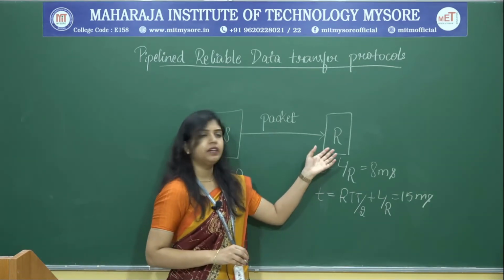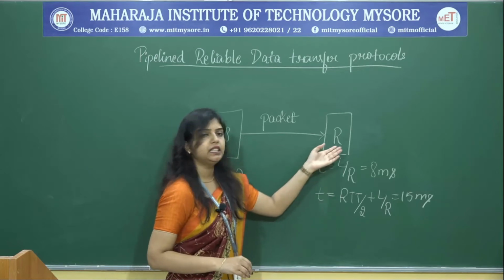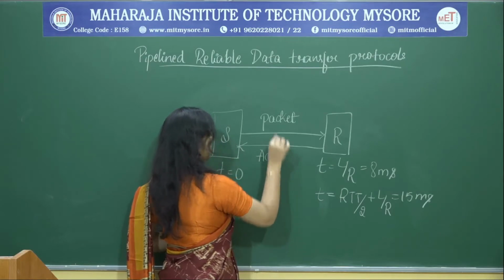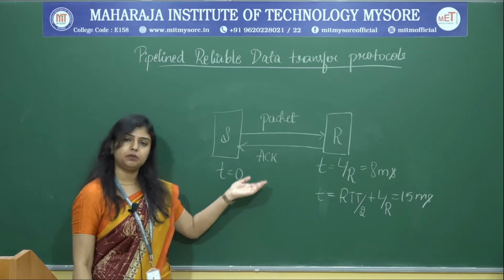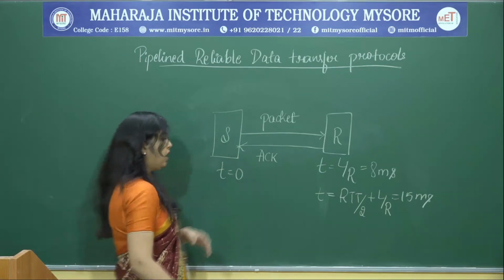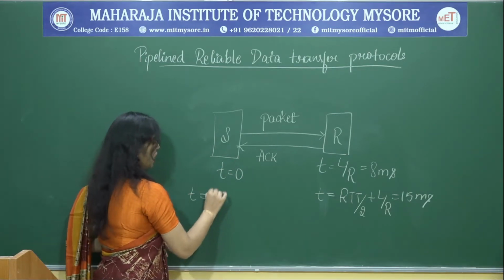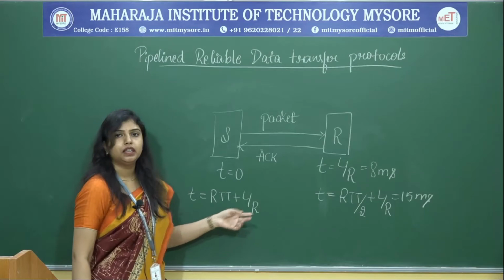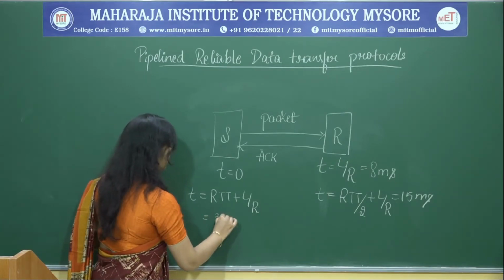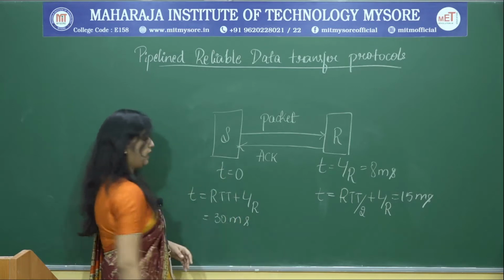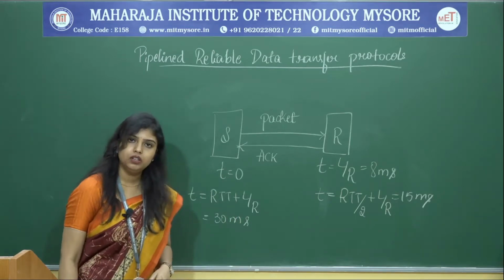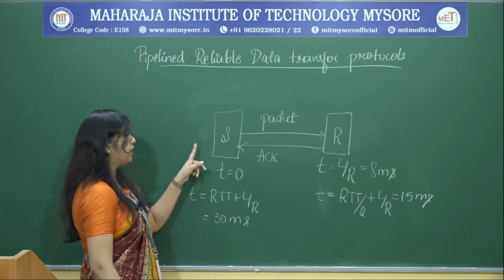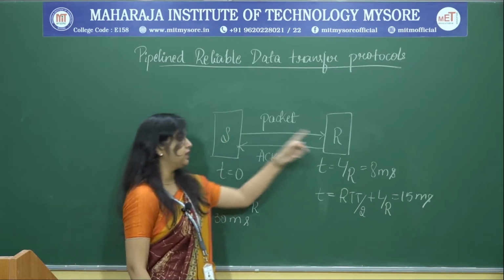After the receiver has received the packet, what will the receiver send? Acknowledgement. Let us hope the acknowledgement is a very small packet that will arrive soon. At what time will it arrive? At t equal to RTT plus L by R, which comes out to be 30 microseconds.